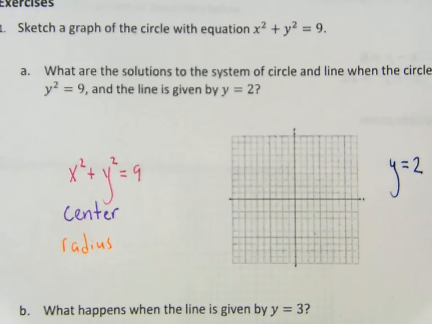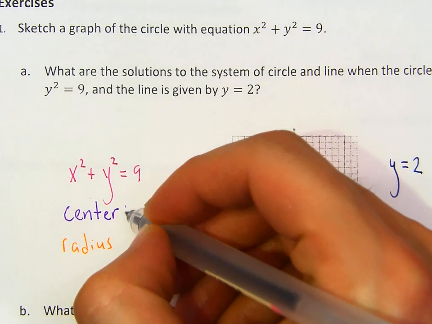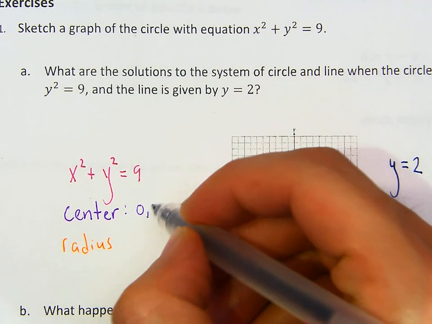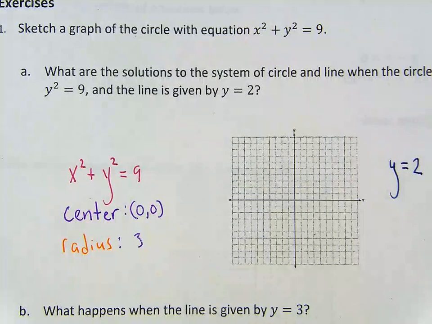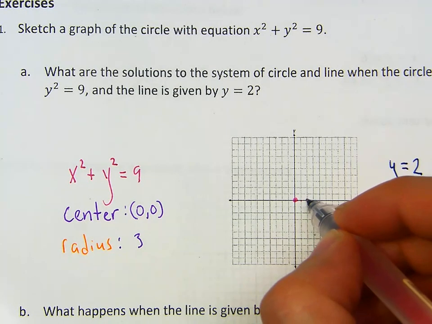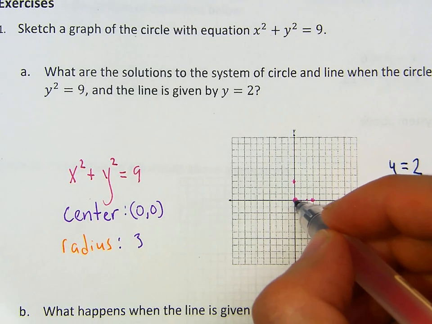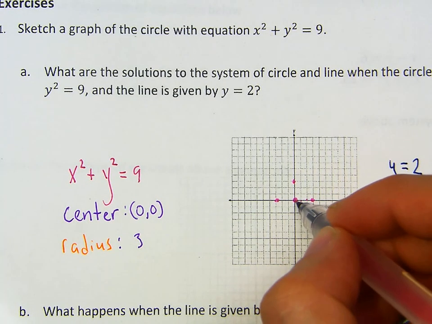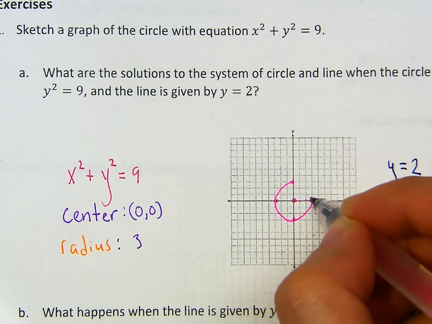So here, where is the center of your circle? It should be 0, 0, right? And what's the radius? It's 3. So how will you draw this circle? You go to the center, then go 1, 2, 3 to the right, 1, 2, 3 up, 1, 2, 3 left, and 1, 2, 3 down, right? And this is our circle.